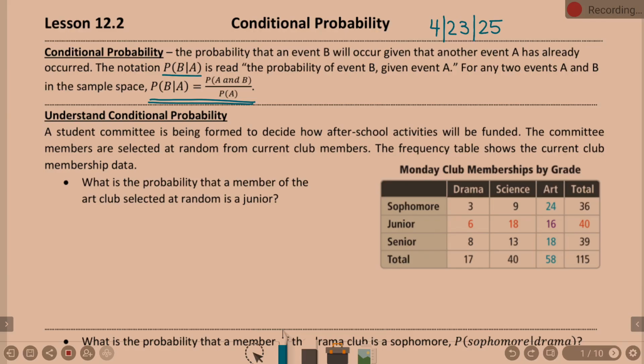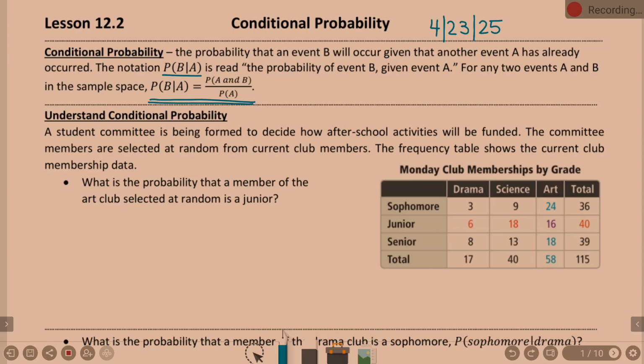A student committee is being formed to decide how after-school activities will be funded. The committee members are selected at random from current club members. The frequency table shows the current club membership data. Okay, so we have our table. What is the probability that a member of the art club selected at random is a junior?